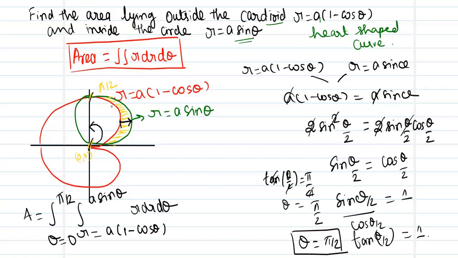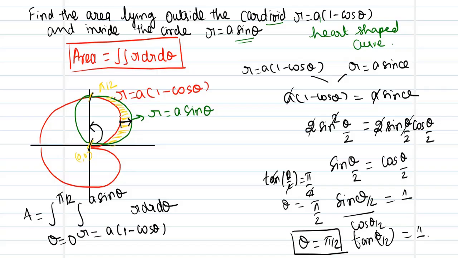Okay. So now what is the area which is required? The area is lying outside the cardioid. Which is outside the cardioid? Outside the red portion. And inside the circle. Which is the circle? Inside the green portion. So the area for integration is the outside of the red curve and the inside of the green circle.